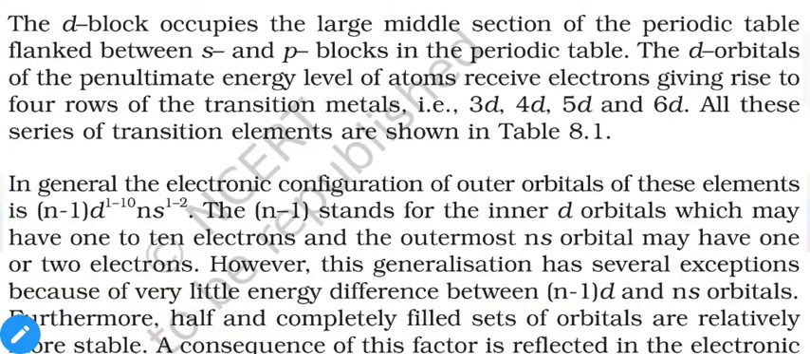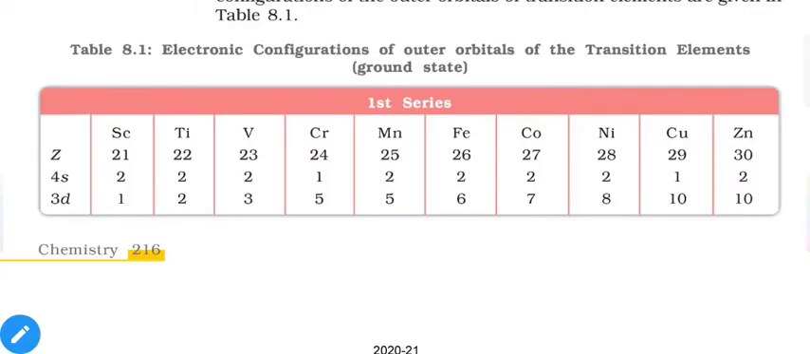The d orbitals of the penultimate energy level of atoms receive electrons, giving rise to 4 rows of transition metals, that is 3d, 4d, 5d and 6d. All of these series of transition elements are shown in table 8.1. So here are these series. The first series, that means 3d, and all of these series contain 10 elements each. And actually the last element of each series contains a fully filled d orbital. As we can see in this case, the last element of the series is zinc. It contains d10 electronic configuration.